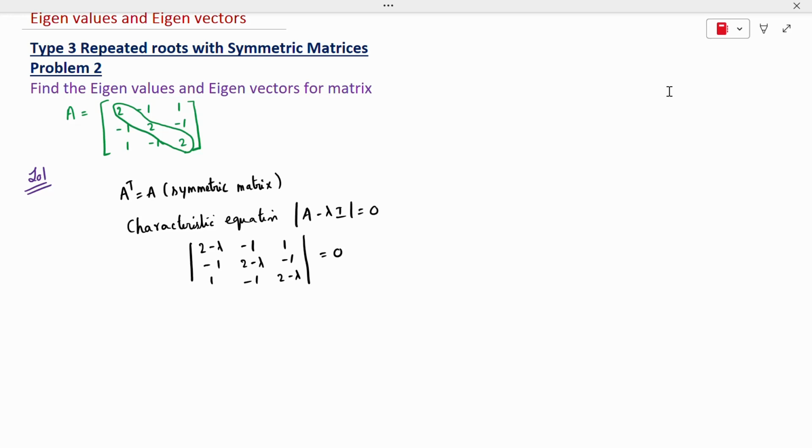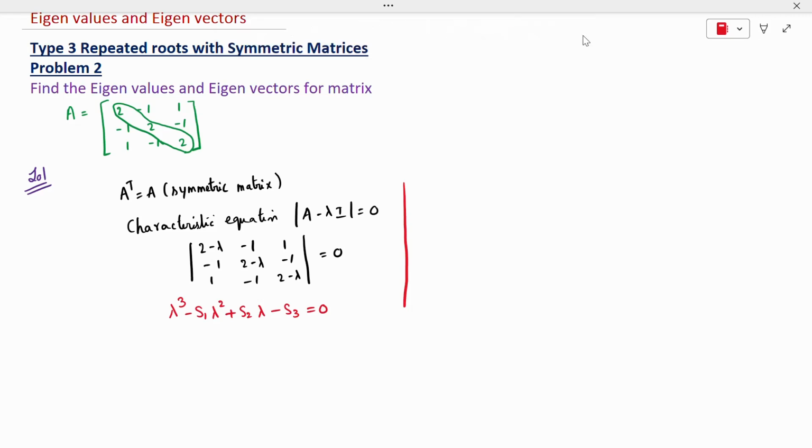Okay, we have to check whether it is a repeated root. First, I have written the characteristic equation: determinant of A minus lambda I equal to 0. In determinant format, what is the equation? Shortcut: lambda cube minus S1 into lambda squared plus S2 into lambda minus S3 equal to 0. Now find out your S1 and S2.